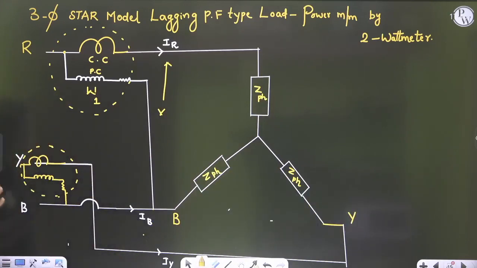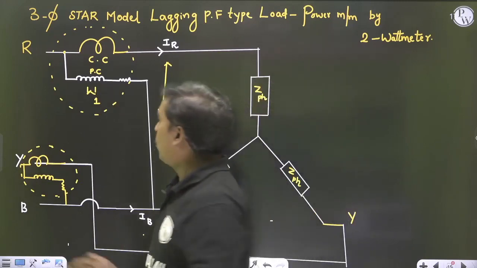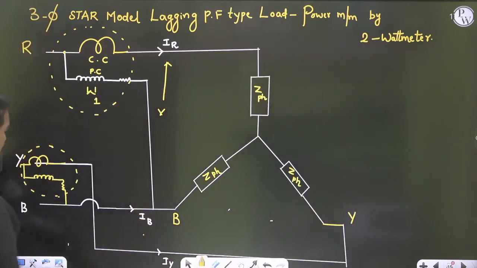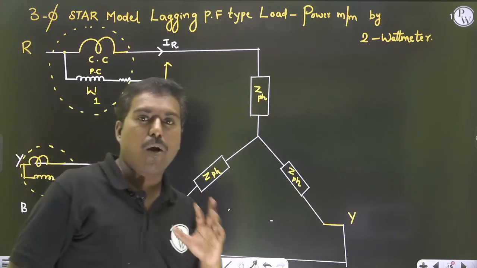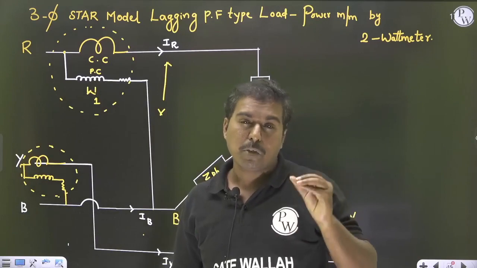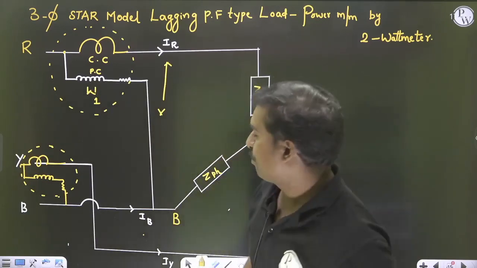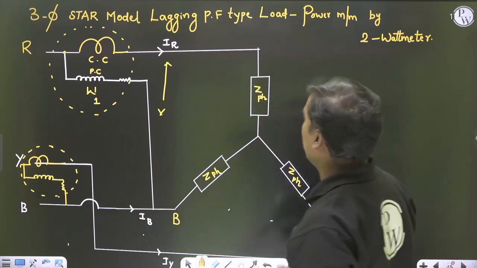I am not using 3 wattmeters, I am using 2 wattmeters. One wattmeter is connected between R and B, and the other wattmeter is connected between Y and B. B is taken as the common point. So now let us check how the W1 and W2 readings are going to match with the summation of 3 wattmeters. So first of all, what is this IR?